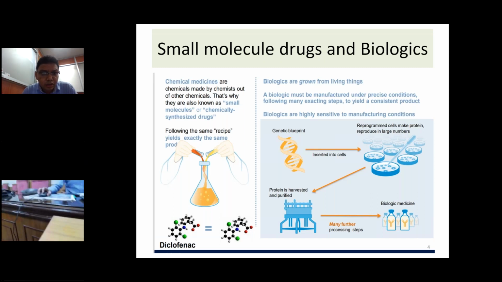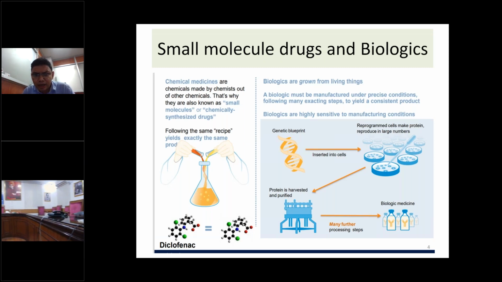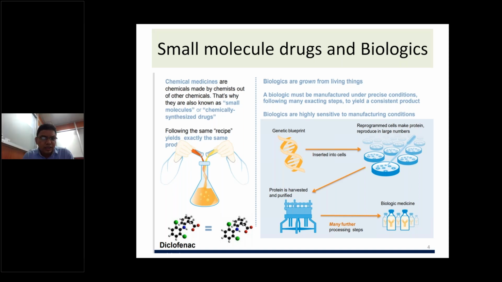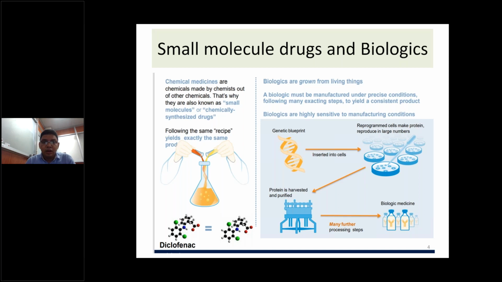So let's talk about small molecule drugs and biologics. If you see the production of small molecule drugs and the biologics, that makes it very clear why the copy of the protein biologics are called biosimilars, whereas the copy of an original small molecule drug is known as a generic drug, which is an exact copy. Because these are all chemical medicines, they are made by the chemists, and they exactly follow the same recipe and it yields the same product every time.